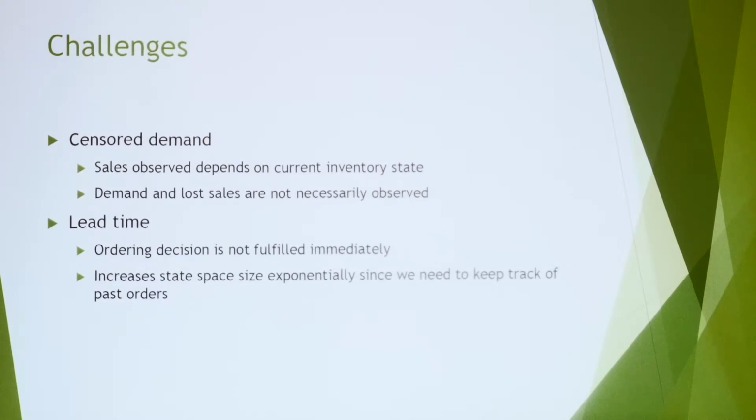Okay, so I just want to talk a little bit about challenges in designing an algorithm to tell the agent what to play, what policies to order. First off, as I mentioned, there's censored demand. So sales observed depend on the current inventory state, and the demand and lost sales are not necessarily observed. We handle this by having a state-dependent system, like in our Markov decision process model. Another challenge is the lead time. An ordering decision is not fulfilled immediately. This increases the state space size exponentially, since we need to keep track of past orders.